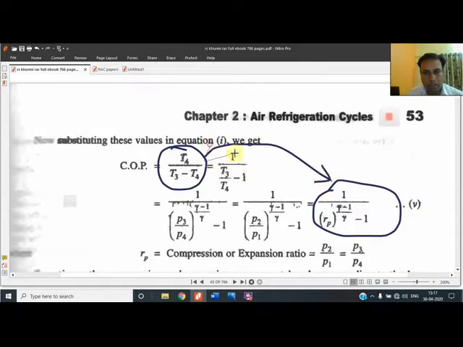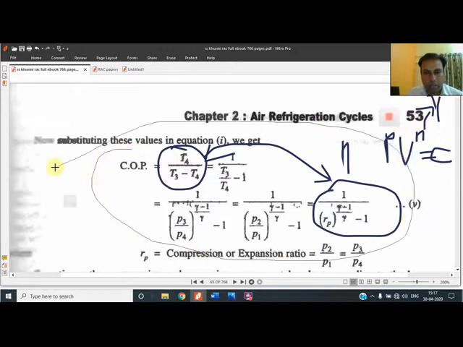If the compression takes place when index n, meaning PV^n, you know that for a polytropic process PV^n is equal to constant. If the index is having the value of gamma, meaning it is adiabatic, then the case is simple and we have to use this formula. This is a simple case.